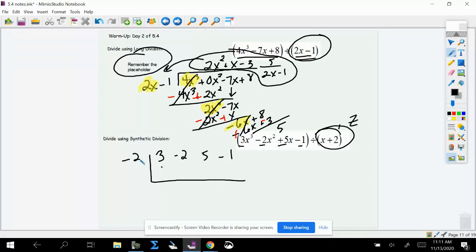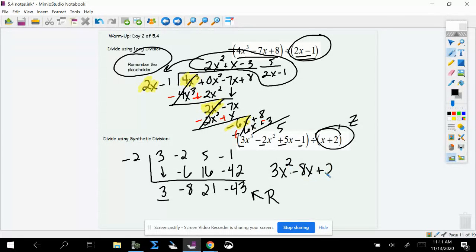So you drop your first number down, and then you multiply diagonally, so negative 2 times 3, and then you add vertically, so you get negative 8. And then you multiply diagonally, put your number here, and then you add vertically, and then you multiply diagonally, and then you add vertically. Each number represents a term. The last number is your remainder, so you end up with, the 3 is your x squared, so we end up with 3x squared minus 8x plus 21, with a remainder of negative 43 over x plus 2. So we would say x plus 2 is not a factor of the original dividend because we got a remainder. It did not divide evenly.